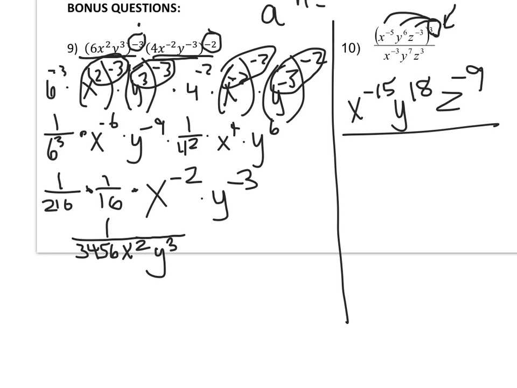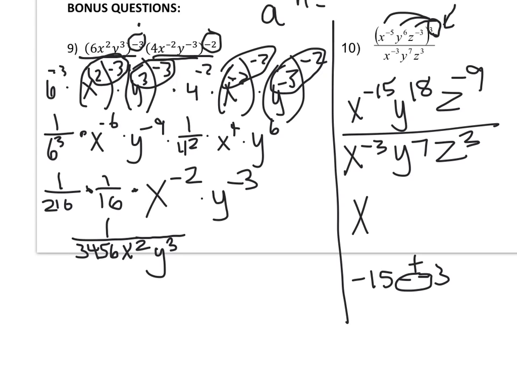In the bottom, you don't have a power to a power situation, so we're just going to rewrite what we have. And now we're going to divide. Be careful when you're dividing. When you divide the x's, the x stays the same, but you are really doing negative 15 minus negative 3, which is the same as negative 15 plus 3, or negative 12. The y is going to stay the same. You're going to do 18 minus 7, which is positive 11. The z is going to stay the same, but here you're going to do negative 9 minus 3, which is negative 12.